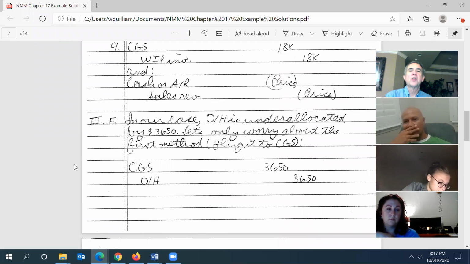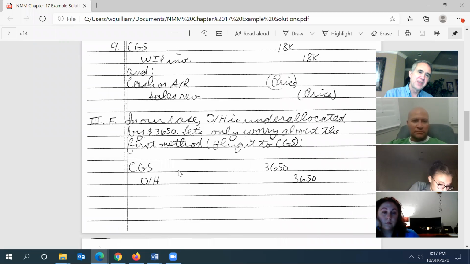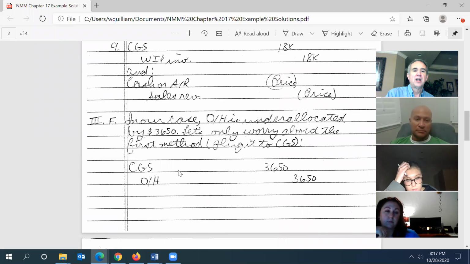So in our case, once again, overhead is underallocated by 3650. And let's only worry about the first method of plugging into cost of goods sold. So we're saying the cost of goods sold balance is too low. We should have had it higher, in this case by 3650. So since we didn't allocate enough overhead, let's do it now. We're going to debit cost of goods sold by 3650 and credit overhead by 3650. So we've increased cost of goods sold and we've zeroed out overhead. It's just what we wanted to do. Any questions about that?